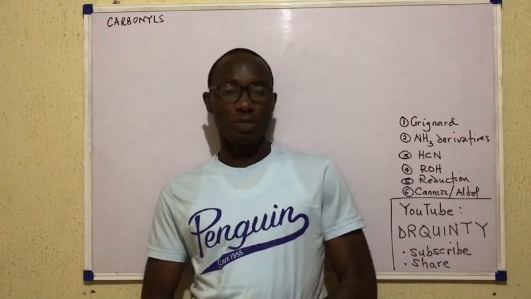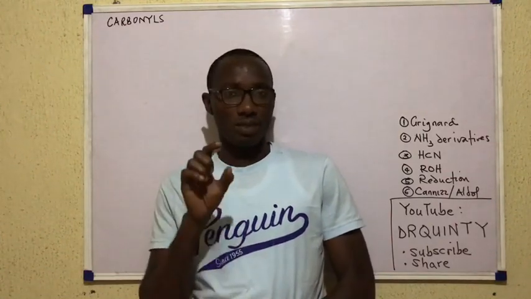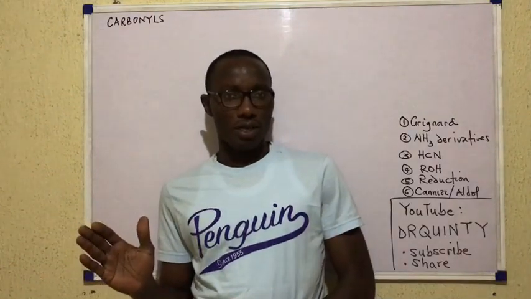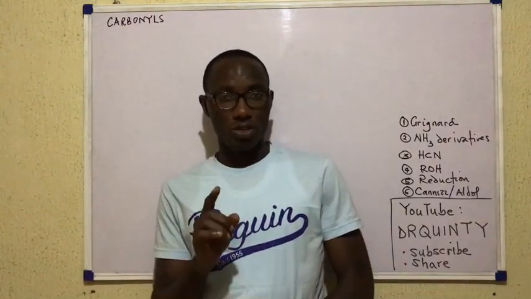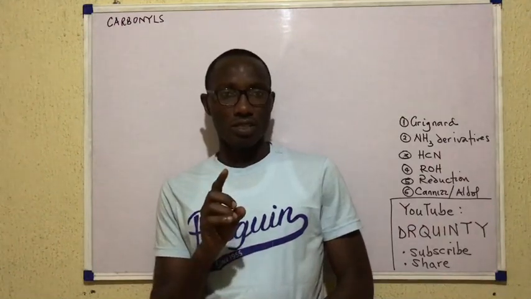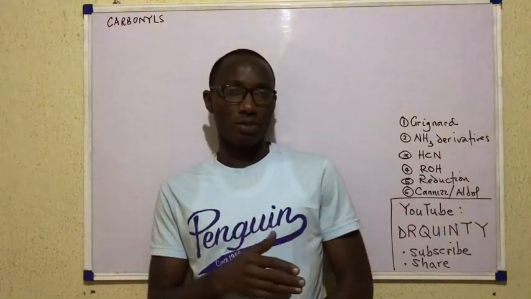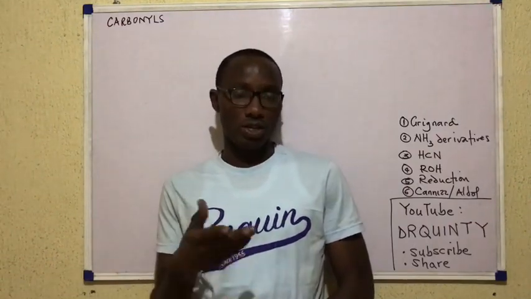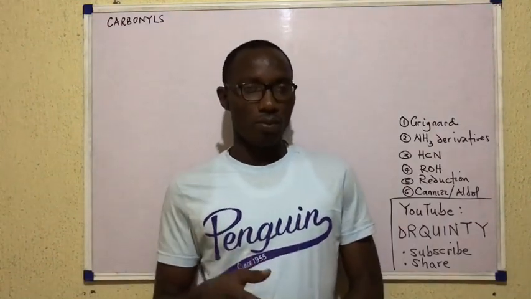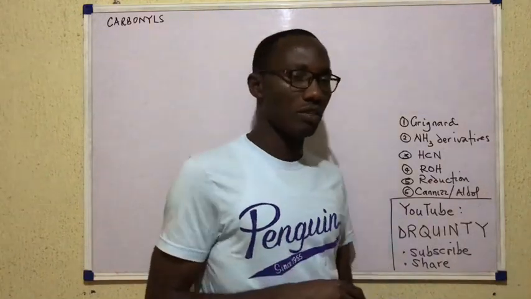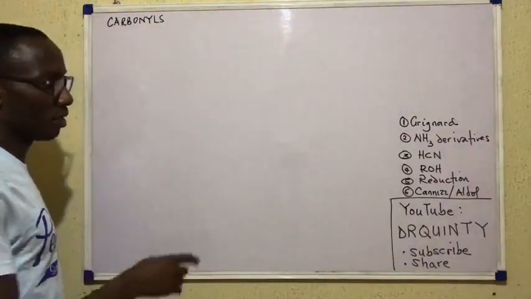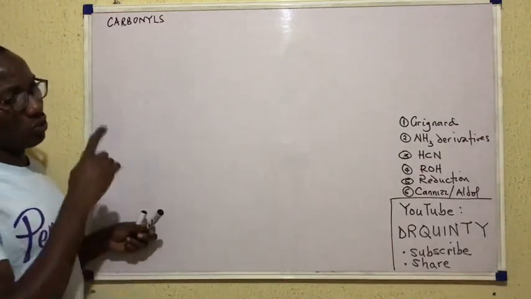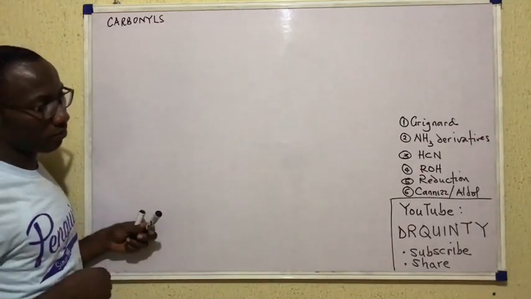But it's also possible to differentiate alkanals and alkanones from other organic compounds. There's one reagent we commonly use, and with that reagent, of course, alkanals and alkanones react, but other organic compounds will usually not react with it. So we'll talk about that also in this video. So let's get started. The first reaction we are going to look at is the reaction between carbonyls and Grignards.